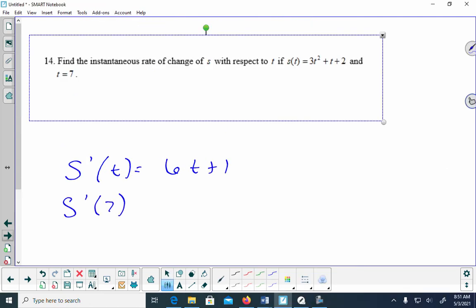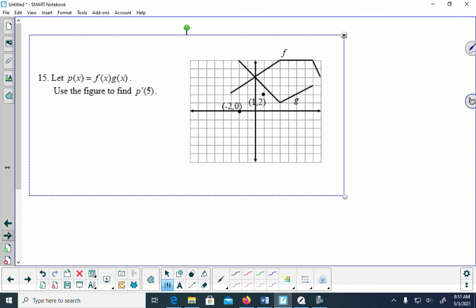It's at 7, and that'll be 6 times 7 plus 1, which will be 43. There's no units in the problem, so I can't really come up with units for my answer.